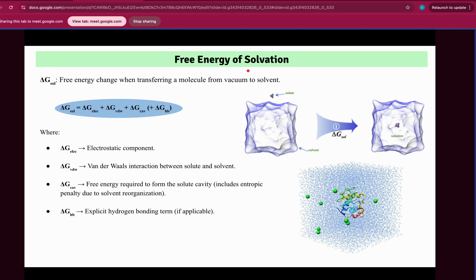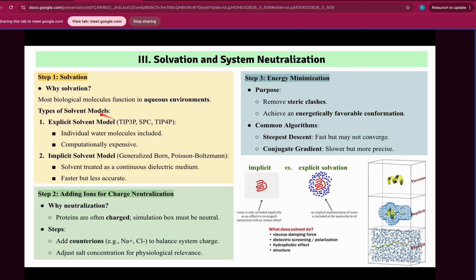Firstly, we'll talk about free energy of solvation, because in this scenario we are adding water molecules, so there are some energetic changes which are taking place. Before moving on to energy minimization, we'll also see whether performing solvation brings about a change in the energy or not.